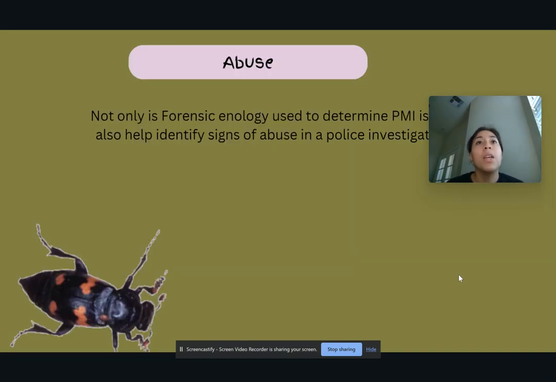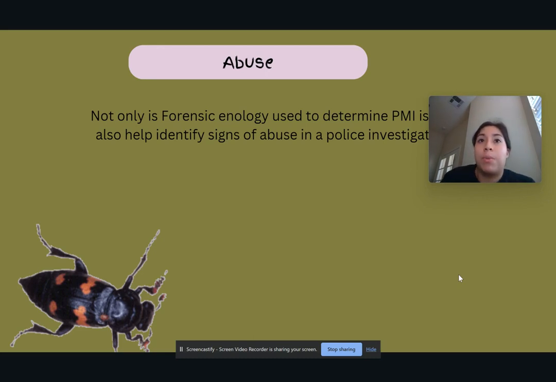There you go. Now, not only is forensic entomology used to determine PMI, but it also helps identify signs of abuse in the police investigation. Insects used in forensic entomology feed on dead organic matter, dead or alive. It can come from open wounds or poor hygiene, and it attracts insects the same as a dead body. Insects on a living victim may indicate the length of neglect or abuse.